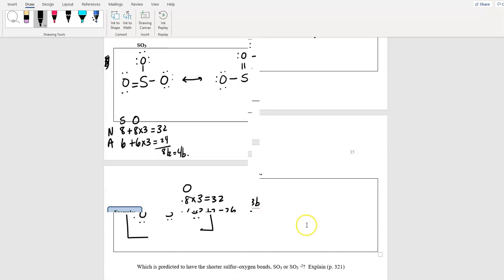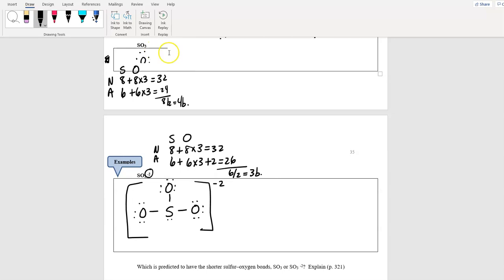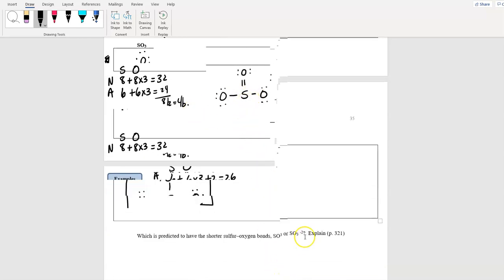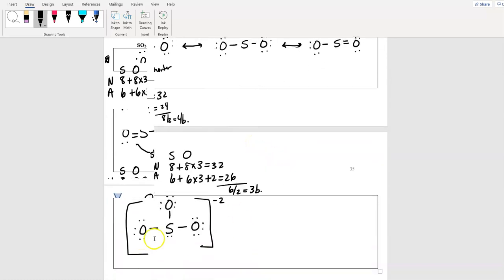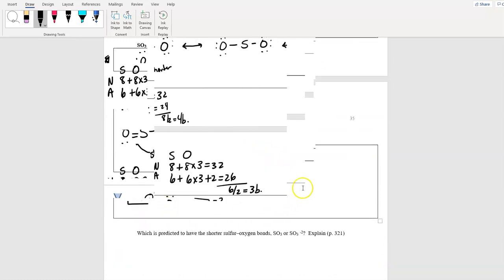Seen this question before on AP, where you had to draw or look at 2 structures, and you had to talk about the length of the sulfur oxygen bonds. So which is predicted to have shorter sulfur oxygen bonds? The bonds that are in SO3, the ones right up here, or the one with the ion? The one without the ion, because there is a double bond, will have a shorter distance of bond because he's sharing more electrons in that region. All you have is single bonds. They're going to be longer. So because you have all single bonds here, these are longer bonds.